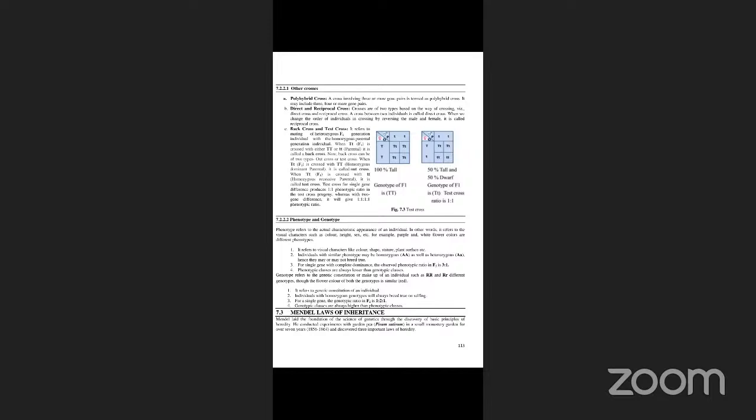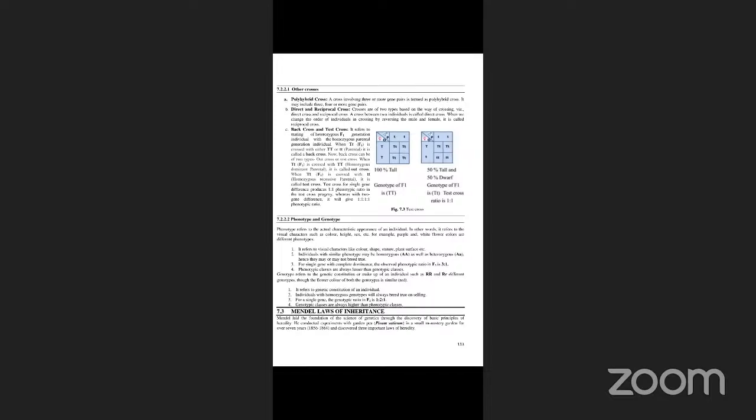Now, Mendel's laws of inheritance. What has he done? Mendel gave the foundation for genetics, that is, the basic principles of heredity. He conducted experiments on the garden pea, Pisum sativum, from 1856 to 1864, that is, for 7 years. And he proposed three important laws of heredity: the law of dominance, the law of segregation, and the law of independent assortment.